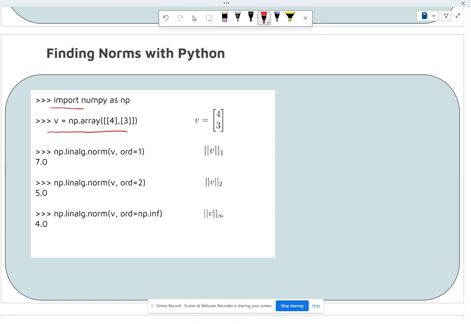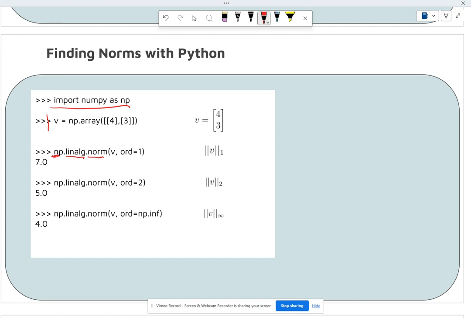First, you want to import NumPy, like always, and we create a vector. So we've done this already. After you create a vector, you call this command, np.linalg. This stands for linear algebra. And then you call the command norm.